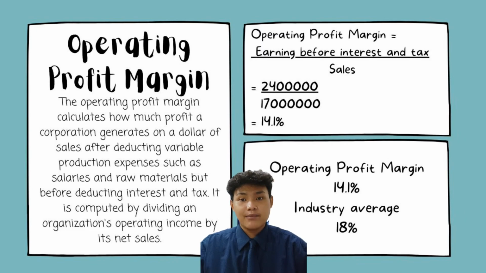Secondly, the purpose of operating profit margin. The operating profit margin calculates how much profit a corporation generates on the dollar of sales after deducting variable production expenses such as salary and raw material, but before deducting interest and tax.